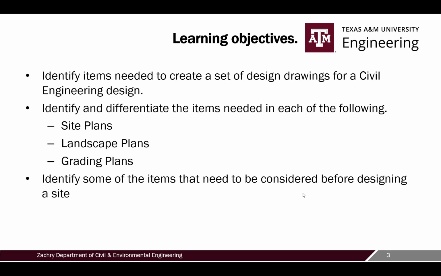We're going to identify items needed to create a set of design drawings for civil engineering design. We're going to be able to differentiate these items needed for each of the following. So we're going to be talking about site plans, landscape plans, and grading plans today. Now there's a lot more things that have to be provided, but these are the ones that we're going to be addressing throughout the rest of the semester. So I wanted to highlight these.